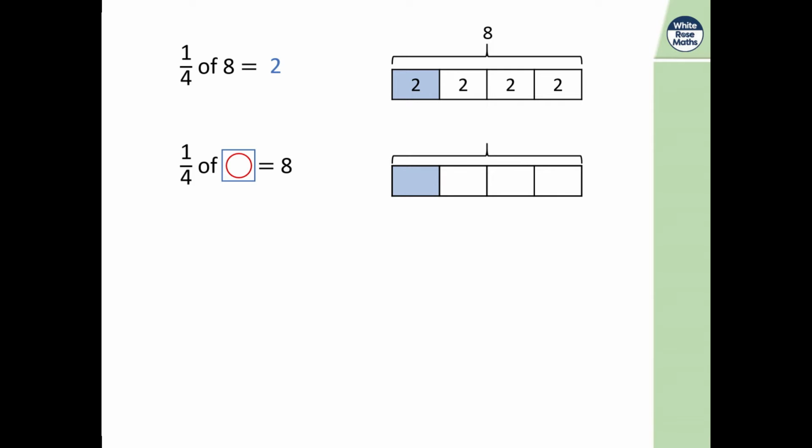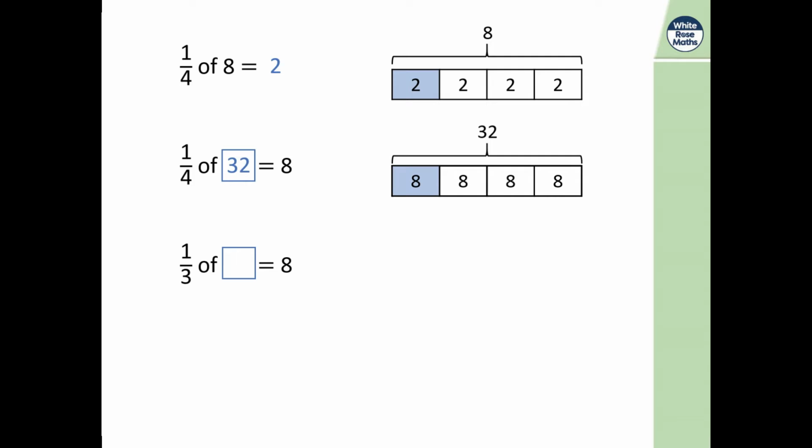We do know that 1/4 of the amount is equal to 8. So if 1/4 is equal to 8, then all of the quarters will be equal to 8. This way we can see that the whole amount is equal to 8, 4 times, which is 32. So our missing quantity is 32.